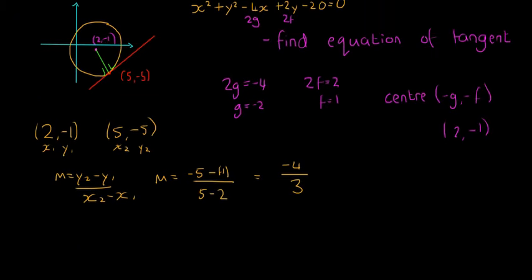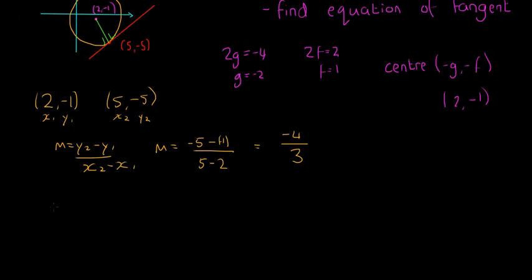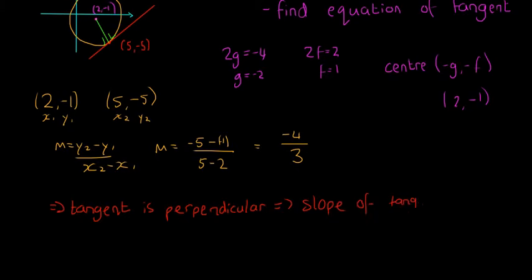So that means we'll say tangent is perpendicular. Tangent is perpendicular, so that means it's going to have the opposite slope. This means we'll say slope of tangent is equal to 3 over 4. Alright, so plus 3 over 4. That's the slope of our red tangent there.